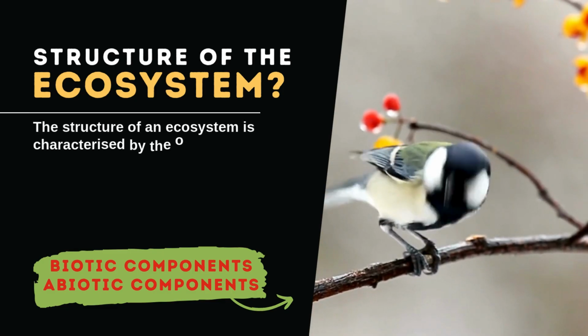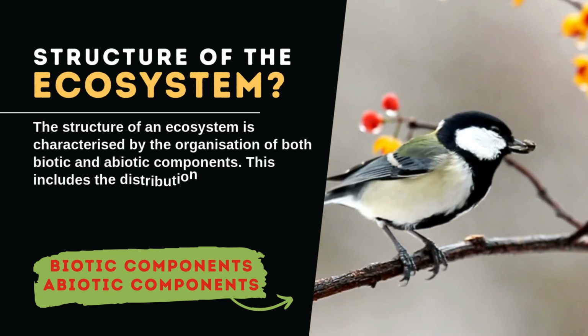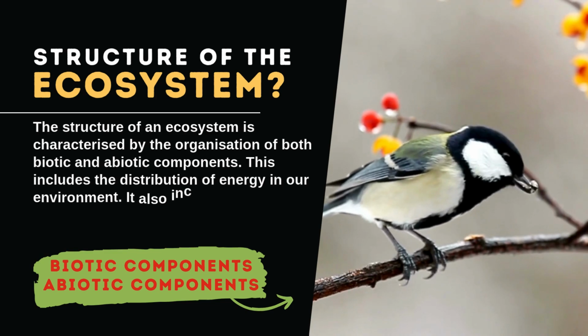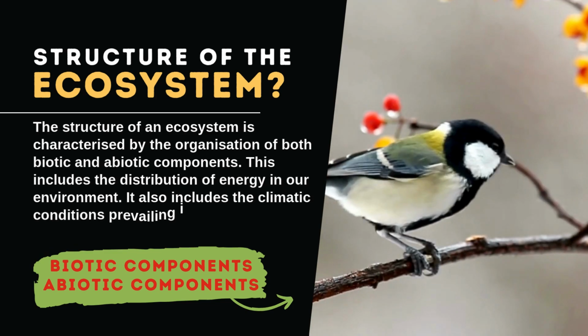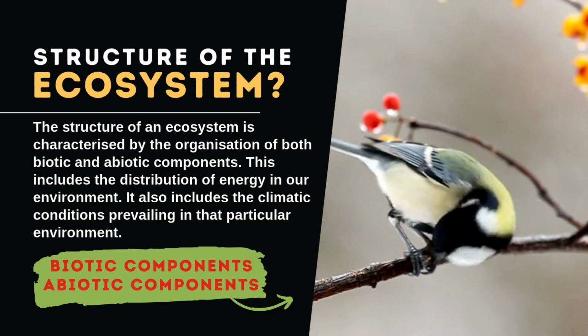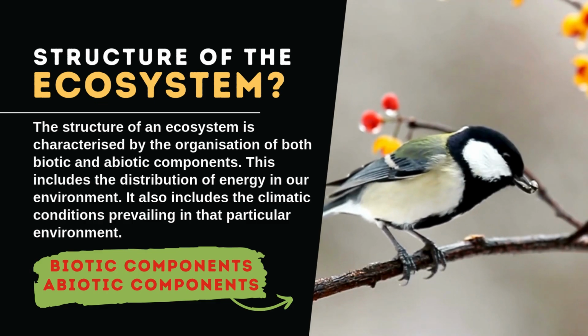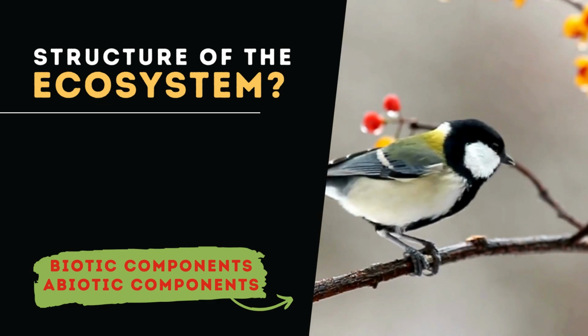So, the structure of the ecosystem is characterized by the organization of both biotic and abiotic components. These include the distribution of energy in our environment. It also includes the climatic conditions prevailing in that particular environment.